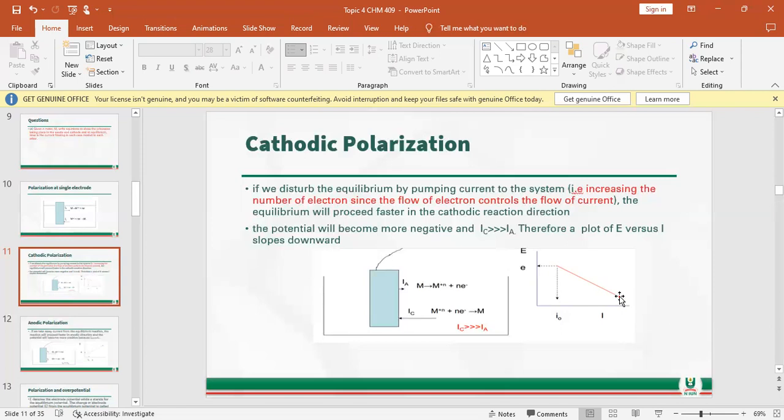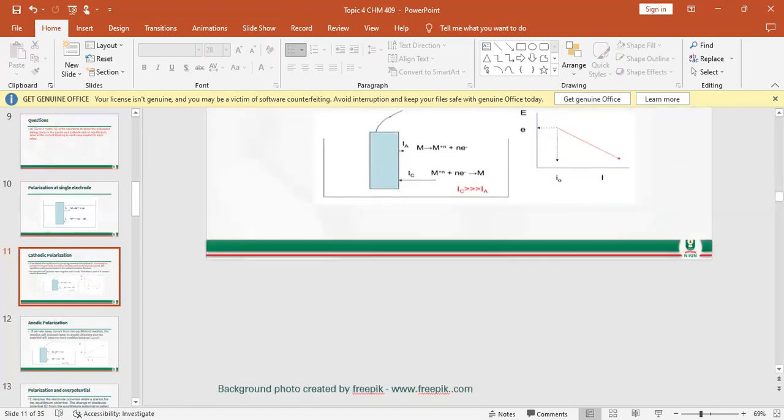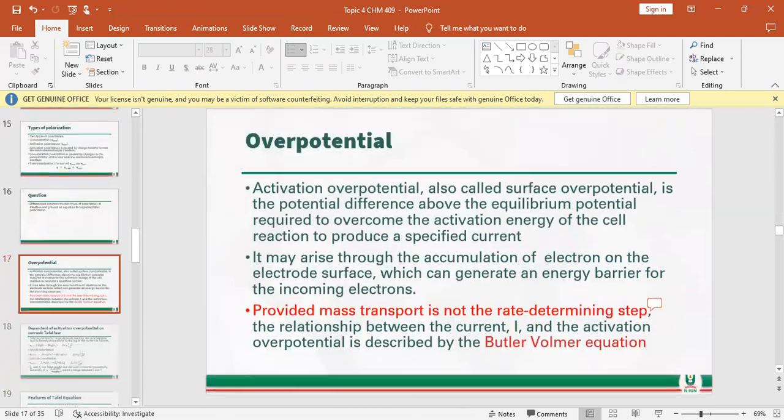On the other hand, if you now remove electrons from the system, that means you favor the anodic reaction, and the anodic current will be greater than the cathodic current. The graph will rise upward, while the other one slopes downward, just like you see in the next slide.